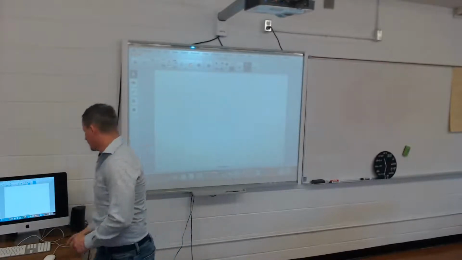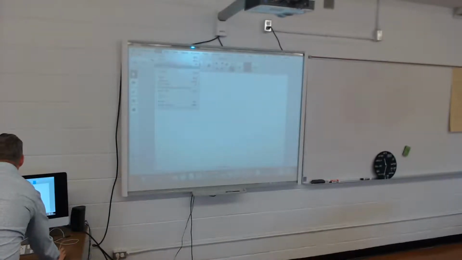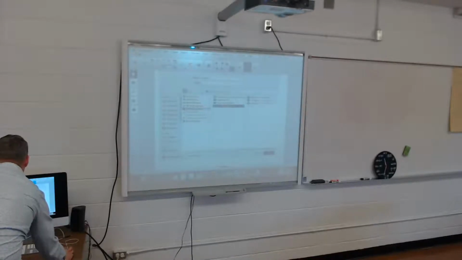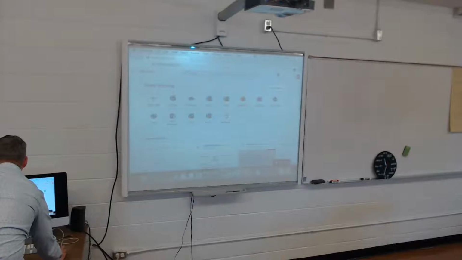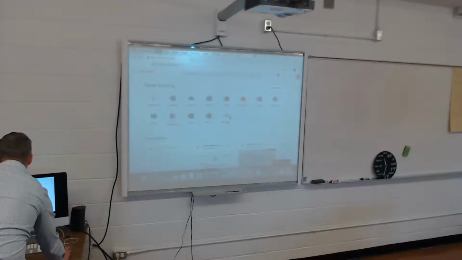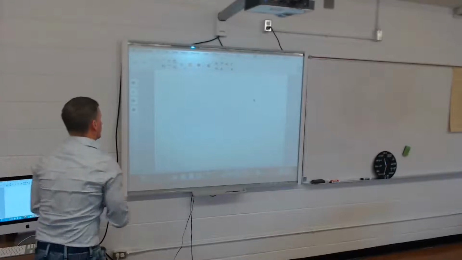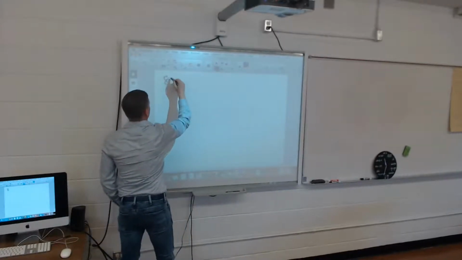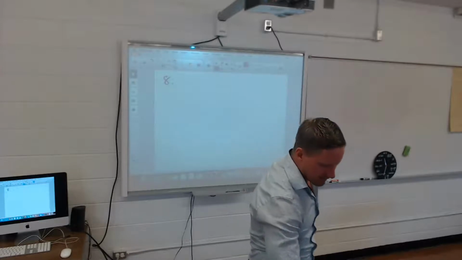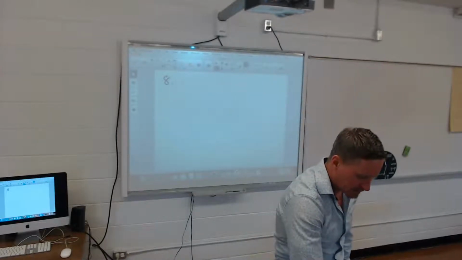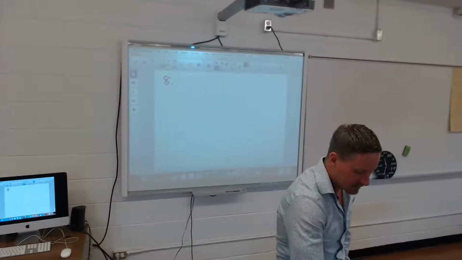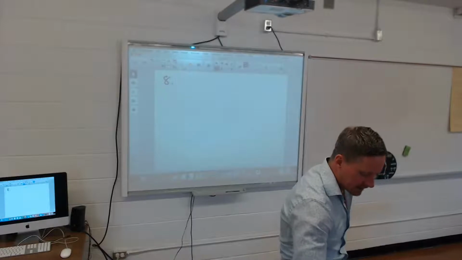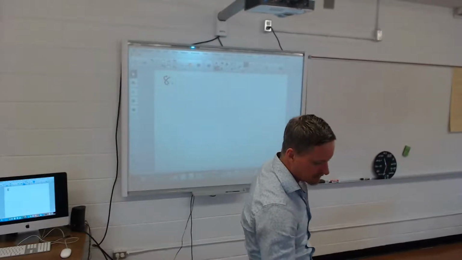Actually, I just want to save the material here. Okay, so question 8. It talks about a battery that has an EMF of 26.4 volts, an internal resistance of 0.3 ohms, a load resistance of 3 ohms, and is connected across the battery. And then it asks how much power is delivered to the load and dissipated in the battery.